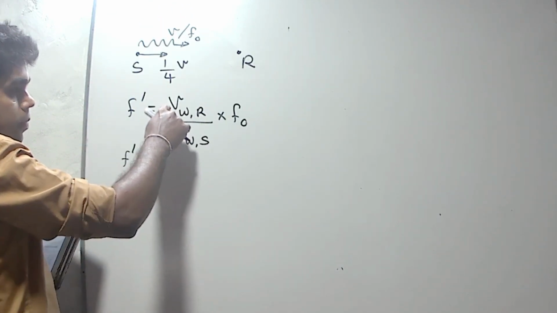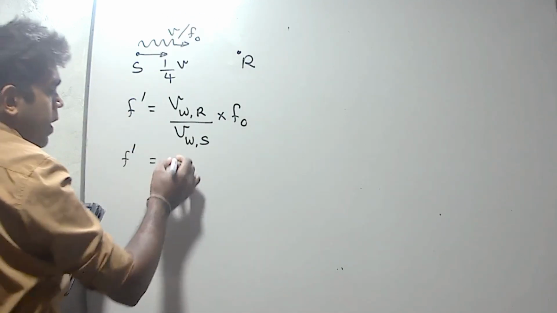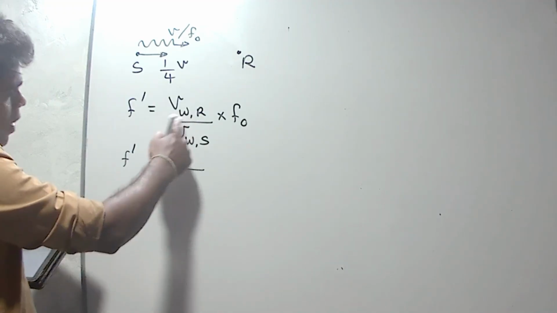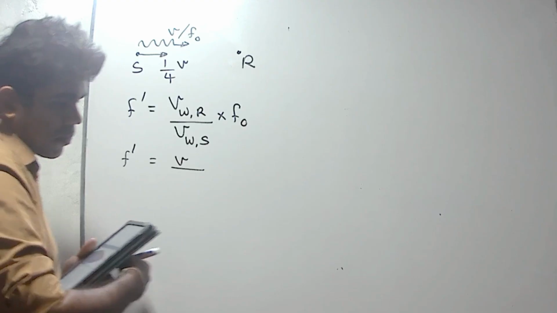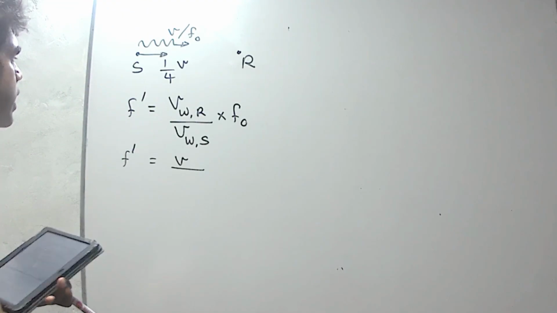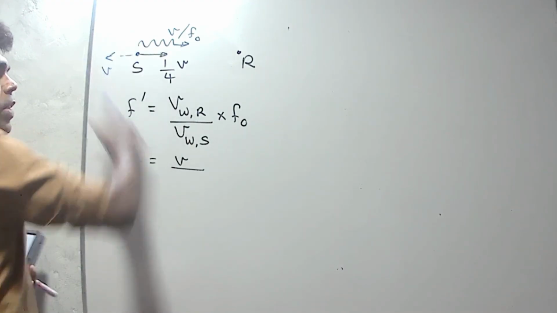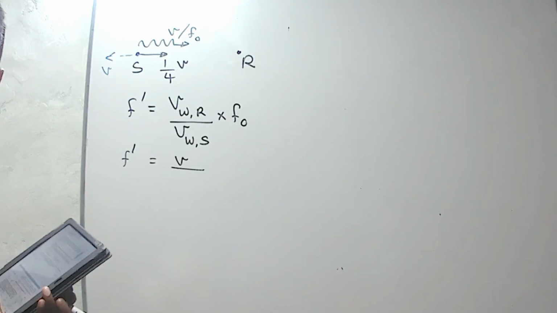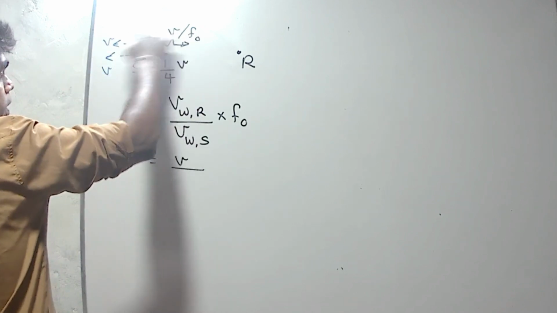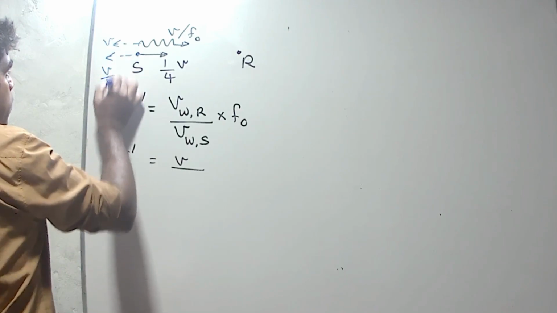Now we have to get the velocity of wave relative to the receiver. The velocity of wave relative to the receiver is V. And this one is the velocity of wave relative to the source. When getting the velocity of wave relative to the source, we have to consider that the source is at rest. Therefore, we have to give an opposite velocity for the source, and we have to do the same thing for the wave. Then this velocity and the given velocity should be V over 4.